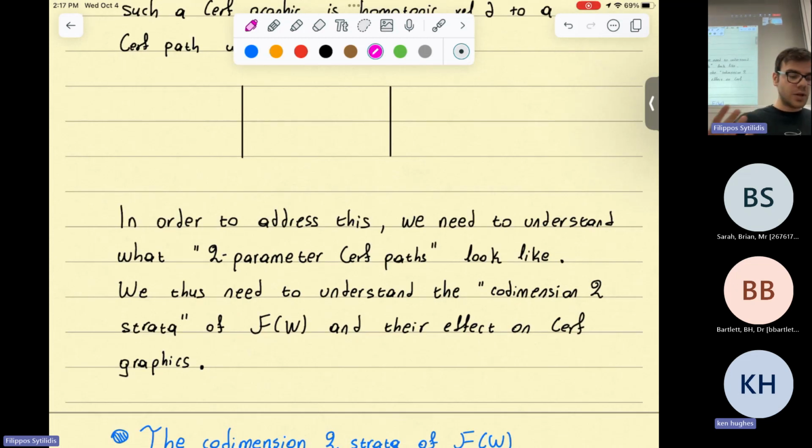So we need to understand what those are, and it's going to be a very similar process to what we've done so far. We will explain what those look like locally, and the next step will be to translate their local behavior into what it indicates for the relative Cerf graphics. So we'll translate these two-parameter Cerf paths into moves between Cerf graphics.